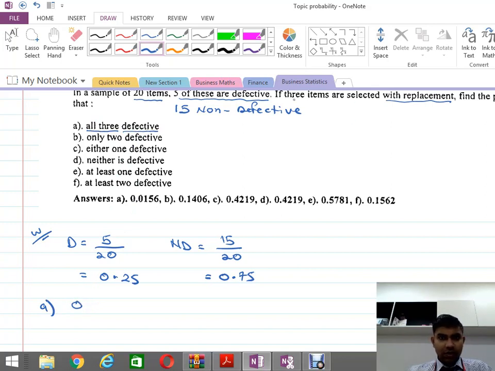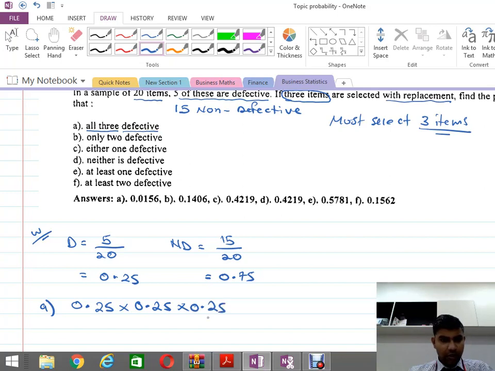Okay, so remember the required is you must select 3 items. That's required. Must select 3 items, so that's required. Previously in your question number 1 it's 2 items, this is 3 items, so you must do 3 times. So 0.25 times 0.25 times 0.25, and this will give you the answer. Which is 0.0156.